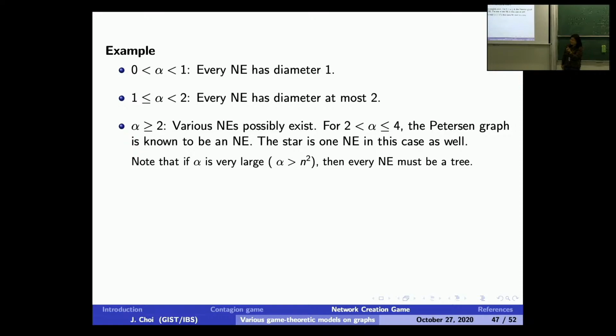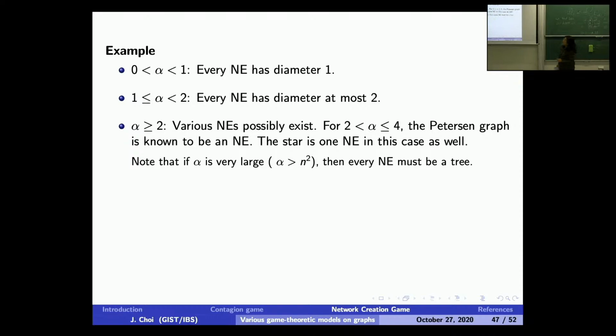The complete graph has diameter 1, but there are too many edges, right? The cost is at least 1. It's better to save the cost. So the star graph is an equilibrium. And then the star will be an equilibrium even when alpha is bigger than 2. But when alpha is less than 2, the star is the only example of this equilibrium. When alpha is greater than 2, there are more examples.